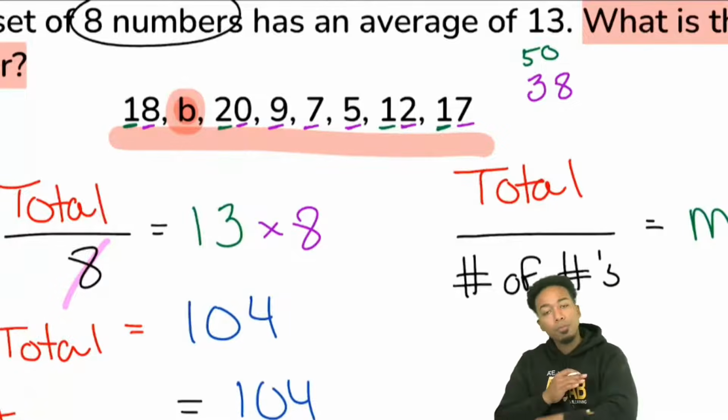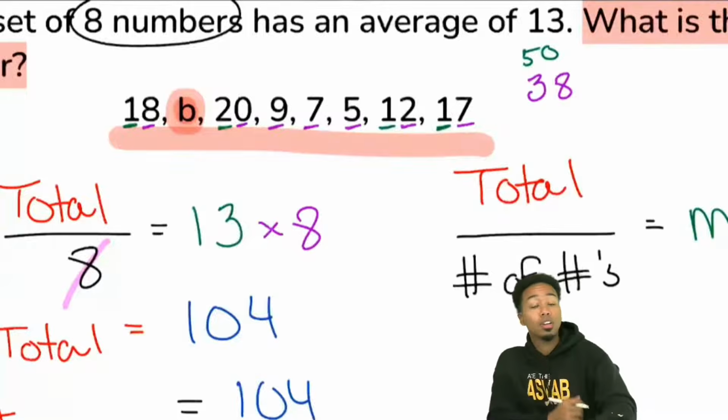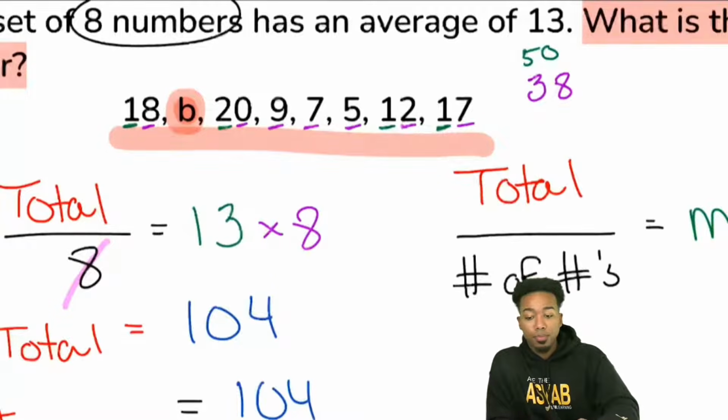So right there, we have 50 plus 38. What is that total so far going to be, everybody? 50 plus 38, that's going to be 88. Yeah, that is a lot of numbers.